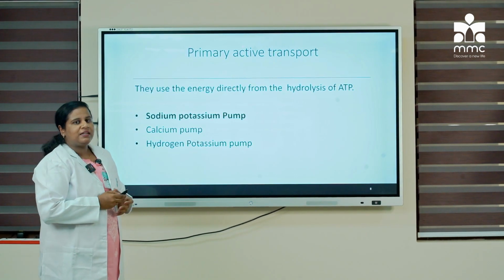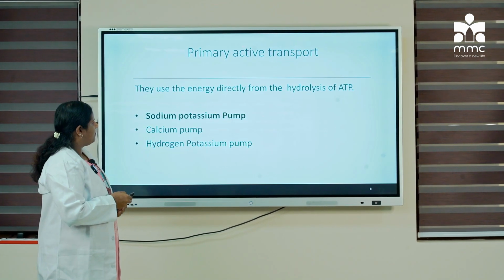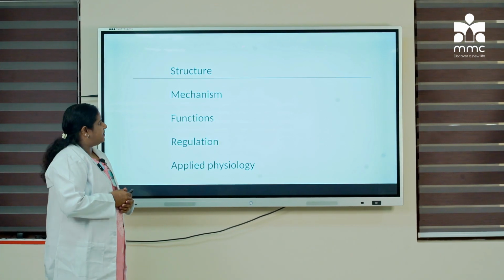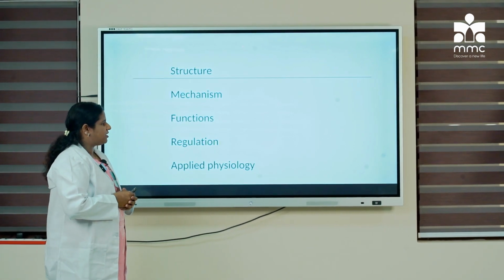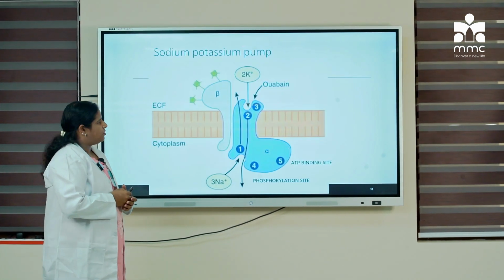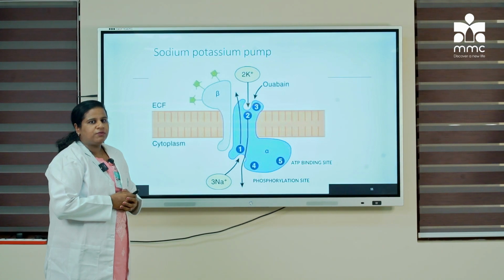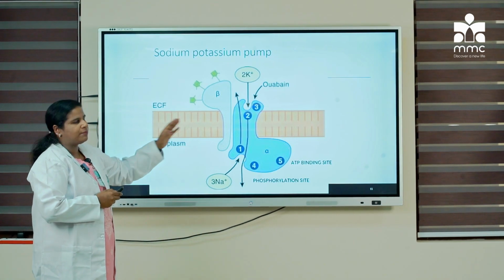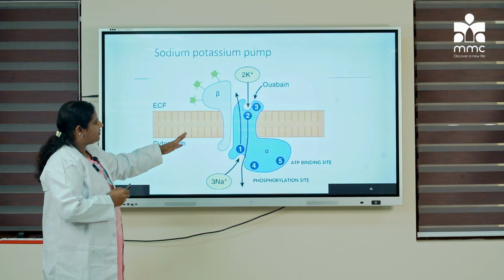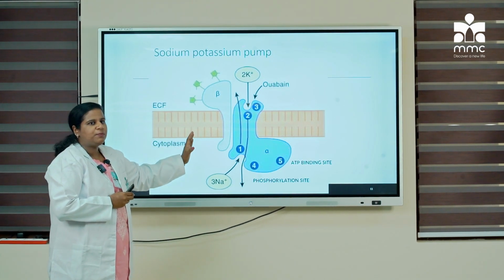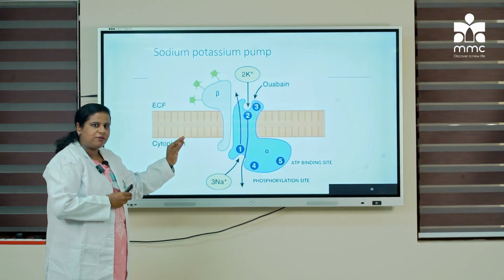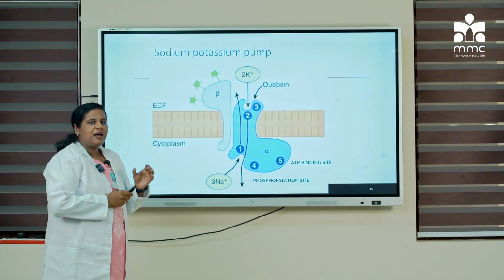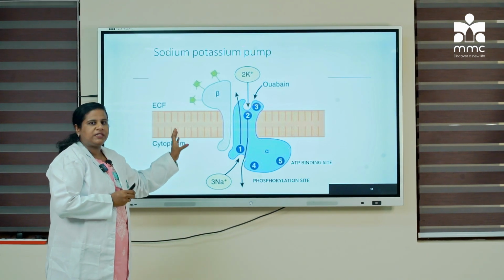Here, let's see a little bit in detail about the sodium potassium pump, or sodium potassium ATPase. We will be discussing this topic under the following headings: the structure, mechanism, functions, regulation and applied physiology. This is the structure of the sodium potassium ATPase. It is basically a heterodimer, that is, it has two subunits, the alpha and beta subunits. The alpha subunit is the subunit through which the transport of the ions takes place. Like the name suggests, the ions that are going to be transported are sodium and potassium, while the beta subunit is a mechanism for anchoring the entire protein across the cell membrane.